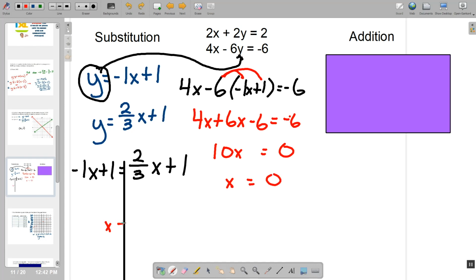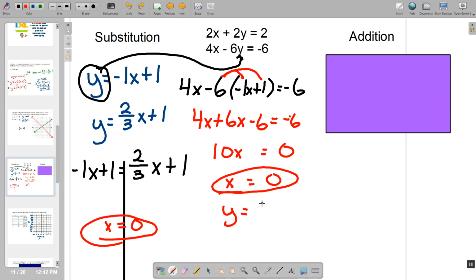The same thing I eventually get over here. I can plug this 0 into any equation that we've worked with, and you're going to get a y value of positive 1. And I'm not going to show you that just to save us some time.